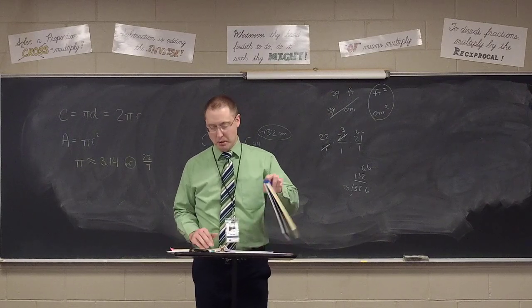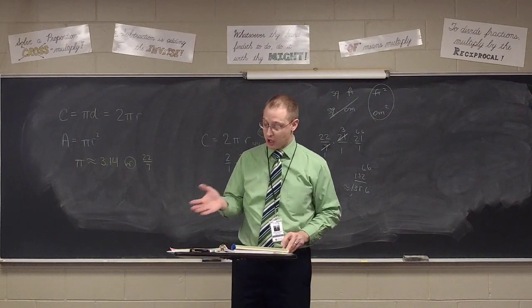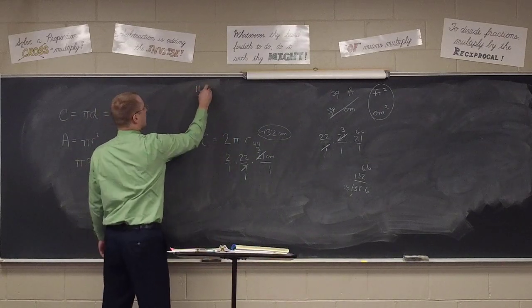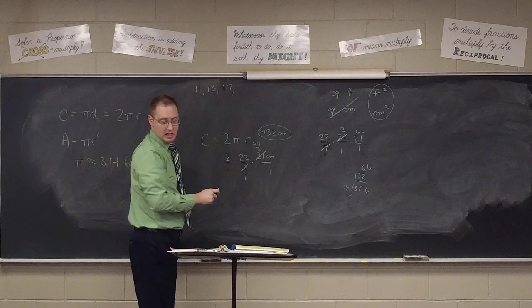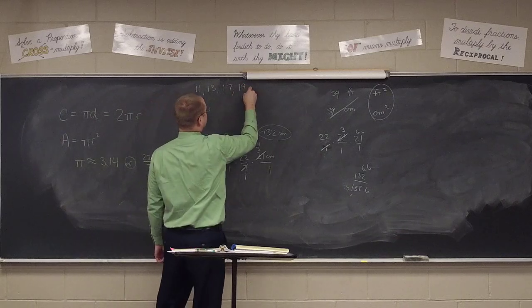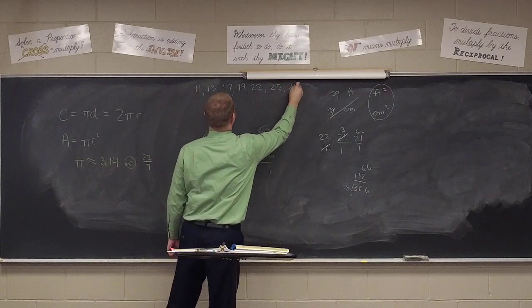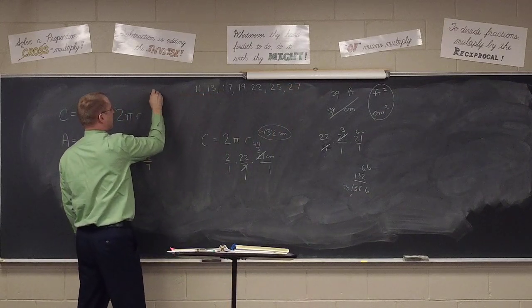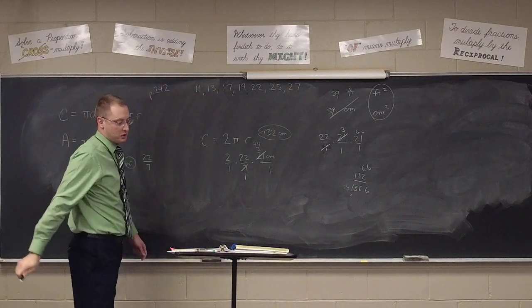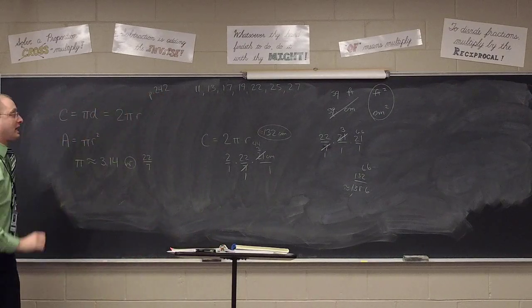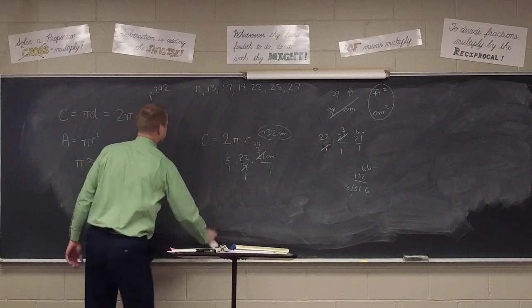All right, let's practice a little bit more with circumference and area. Look right across the page, page 242. I want you to do numbers 11, 13, 17, 19, 22, 25, and 27. So 7 problems for classwork on the previous page, page 242. And take about 4 minutes, work as quickly as you can. See if you can get all of them done.